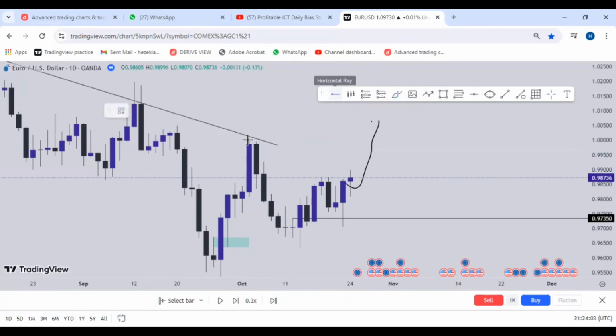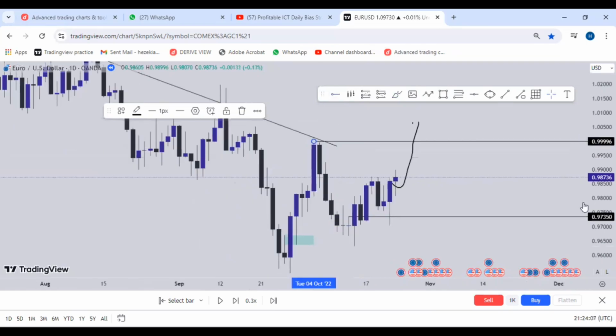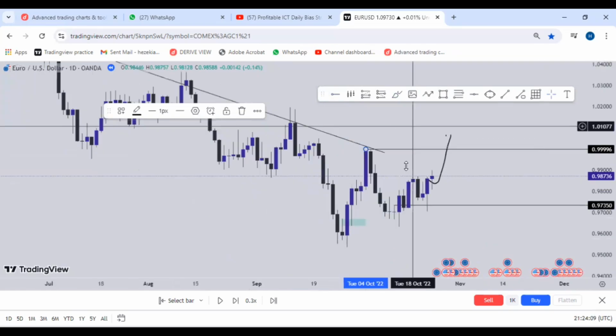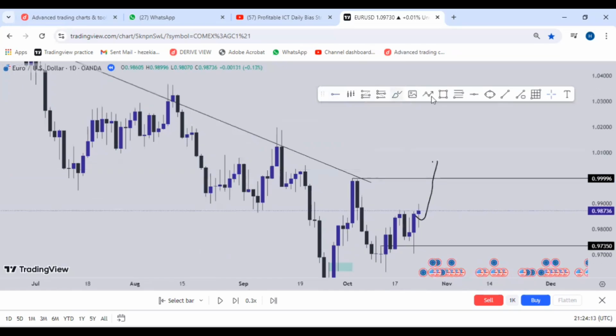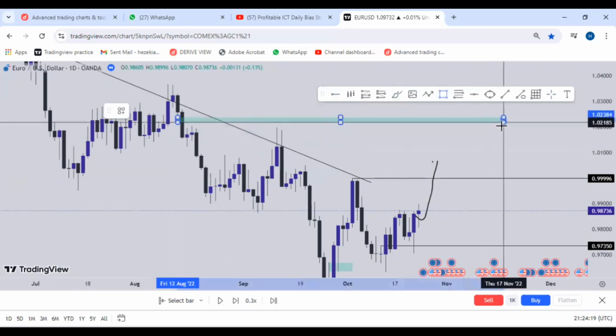This high probably might be taken. And where is the next imbalance that we can see? If we look up to the left, you can see that we have an imbalance here which has not been filled, which is this level. So there's a bit of imbalance residing above this zone.